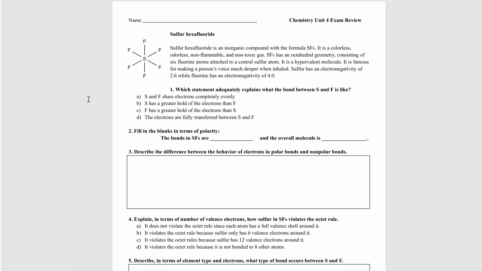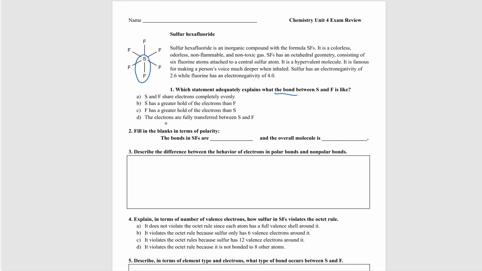So I'm going to go over the test and talk you through the explanations that you need for each question. So number one, which statement adequately explains what the bond between S and F, sulfur and fluorine, is like? Notice this says with the bond, so it's talking about one of these bonds, not all of them together.